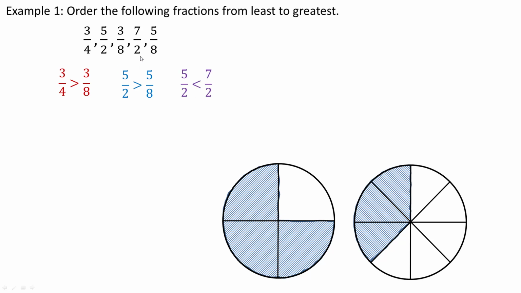Okay, so now here are the 5/2 and 7/2. Notice the denominator is the same. 5/2 would be smaller than 7/2 for the same reason that 5 is smaller than 7. So denominators are the same, so the larger numerator is going to be the bigger amount.